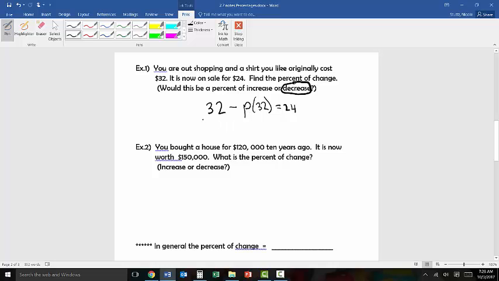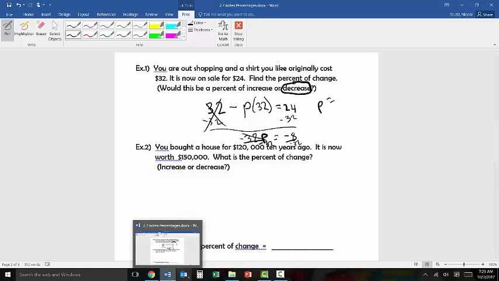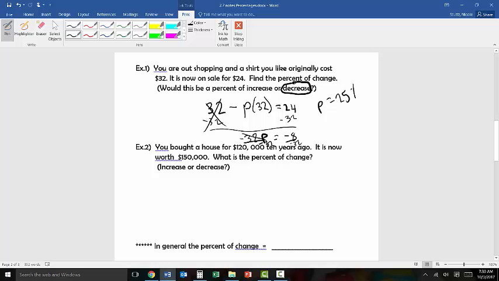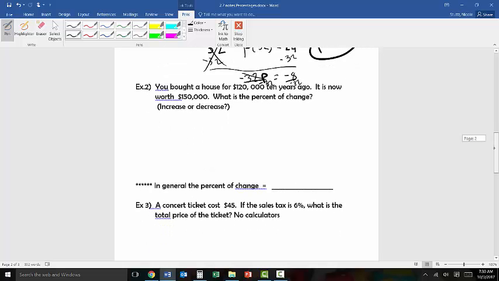Alright, so we go ahead and solve. We're going to subtract 32. 24 minus 32, we get negative 8. Now I'm going to put negative 32 out in front of P. And then we actually divide by negative 32. So I know in my head that that's 25%, but if you need to check, you can always try it. 8 divided by 32. There you go. So it was a 25% markdown, is usually what they call it in the retail world.